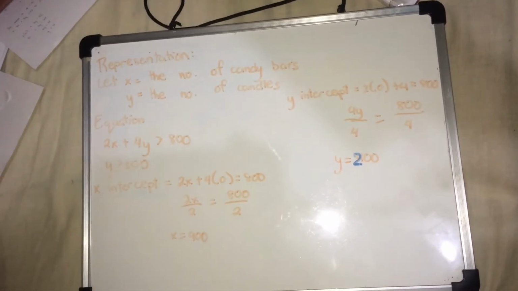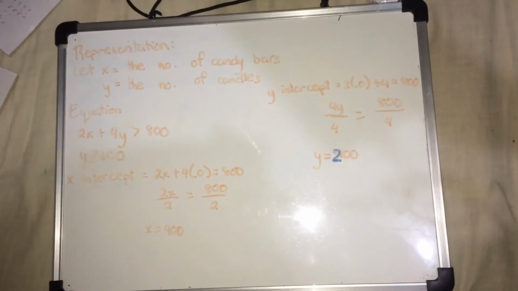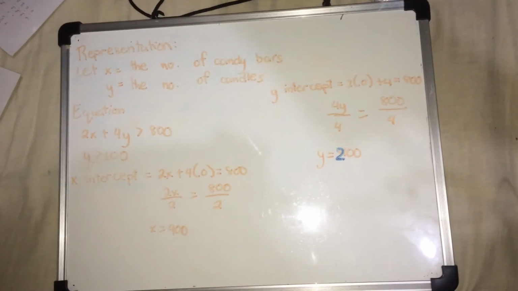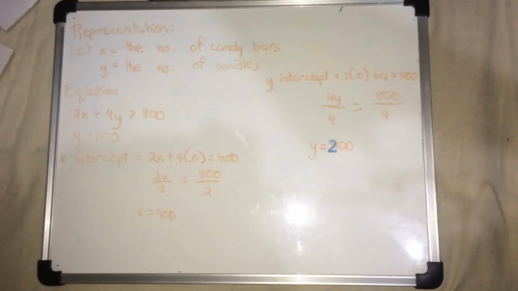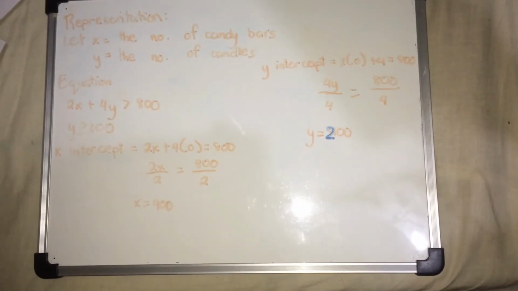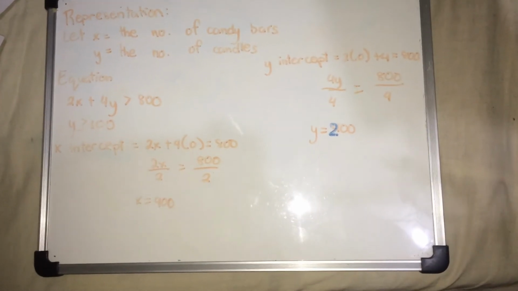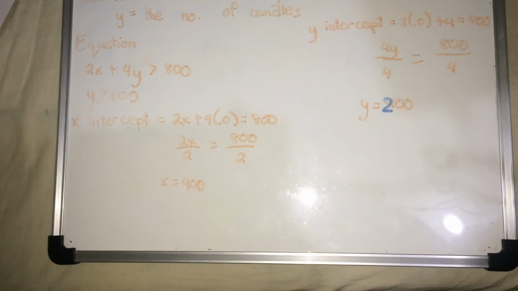Now we need our inequalities. 2x plus 4y is greater than or equal to 800. y is equal to or greater than 100. Now we need to get our x-intercept. That means turning y into 0. So 2x equals 800. Now 800 divided by 2 is equal to 400. Now we have our x-intercept.